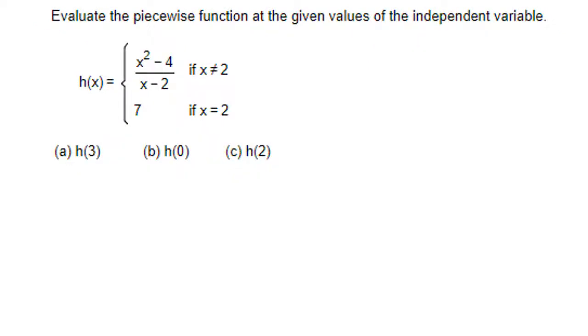Here's another example. Notice the domain input values have changed a bit. On the first piece of this function, I would use it anytime x is not equal to 2. That means x can be any number except 2. It can be positive, negative, it can be a decimal, a fraction. Just remember, when the input is any number except 2, we use the first piece of this function.